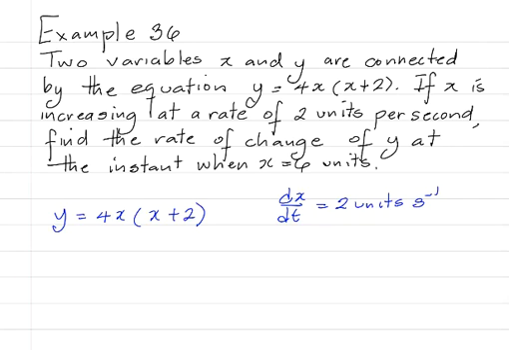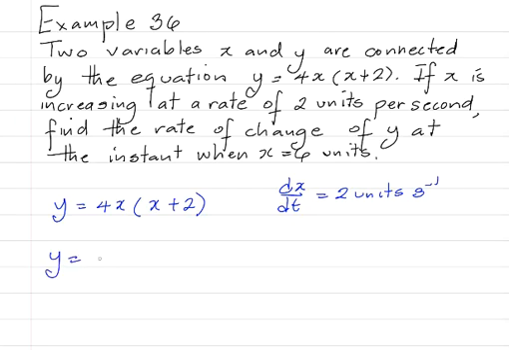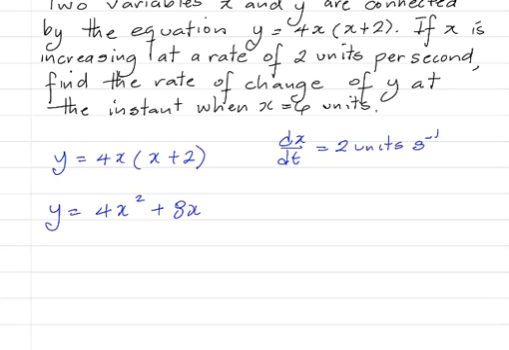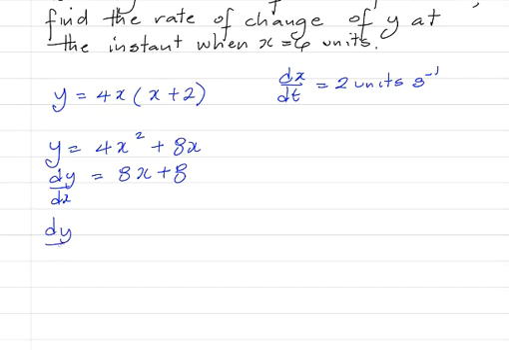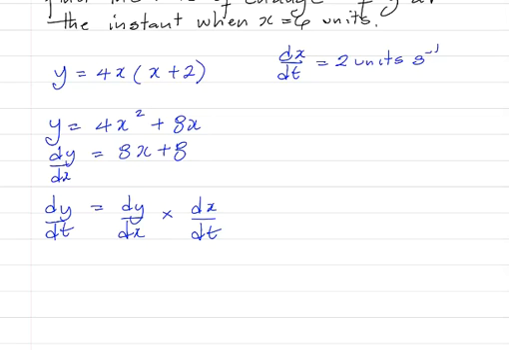Alright, first of all, y would be equal to 4x squared plus 8x. So I have y in terms of x, so I can find dy by dx. dy by dx would be equal to 8x plus 8. And we're asked to find dy by dt when x is 6. Now, dy by dt would be equal to dy by dx, which we have, multiplied by dx by dt. It's sort of like the dx's would cancel, leaving dy and dt. So we have dy by dx, which is 8x plus 8, multiplied by dx by dt, which is 2.